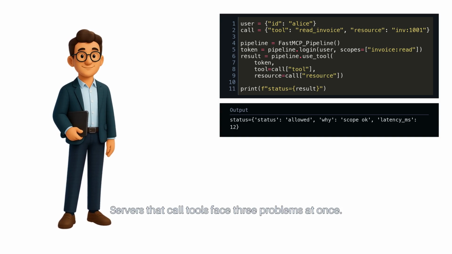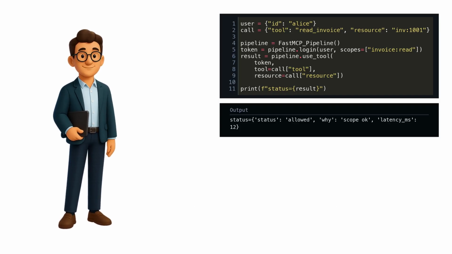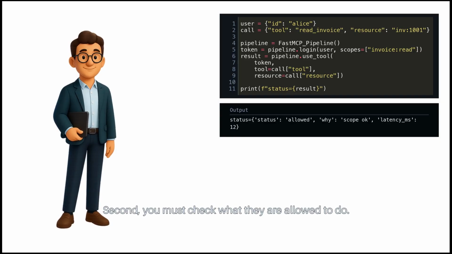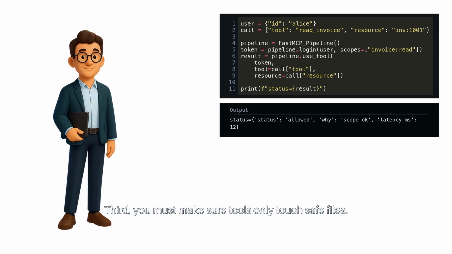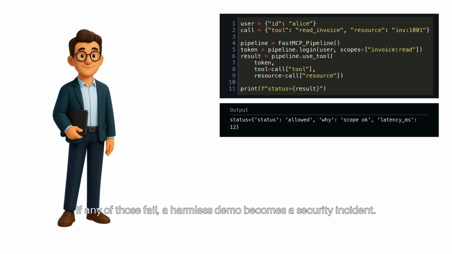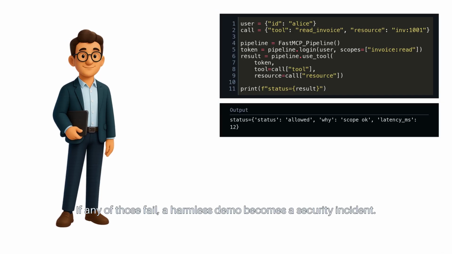Servers that call tools face three problems at once. First, you must know who is calling. Second, you must check what they are allowed to do. Third, you must make sure tools only touch safe files. If any of those fail, a harmless demo becomes a security incident.